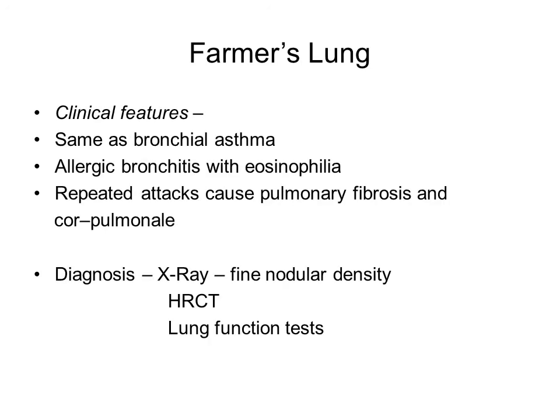Another one, the clinical features are the same as bronchial asthma. Allergic bronchitis with eosinophilia in the blood you will get. Repeated attacks result in pulmonary fibrosis and cor pulmonale, which is diagnosed by cases of dyspnea after exposure and decrease in FEV1/FVC, that is interstitial lung disease, followed by heart failure. On X-ray you will get fine nodular densities. Pathognomonic is HRCT chest, and you can do a lung function test to see the restrictive lung disease.